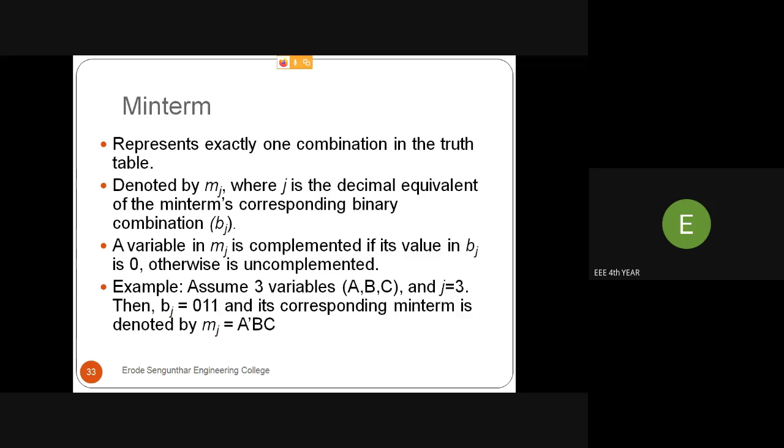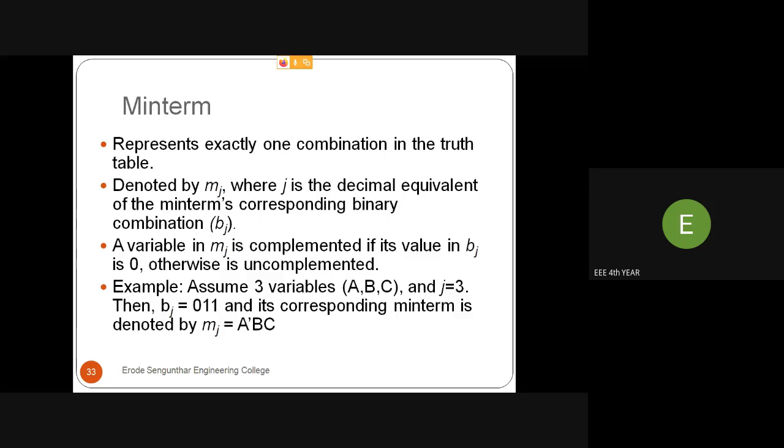Both are the same. A min term is denoted by small mj and a max term is denoted by capital Mj, where j is the decimal equivalent of the corresponding binary combination. A variable in mj is complemented if its value in bj is 0, otherwise it is uncomplemented. In a max term, a variable in capital Mj is complemented if its value in bj is 1, otherwise it is uncomplemented.